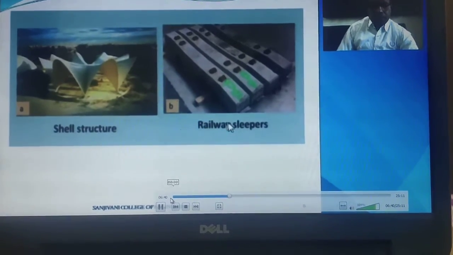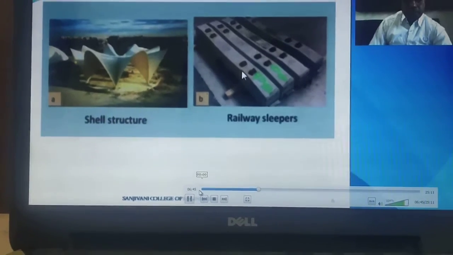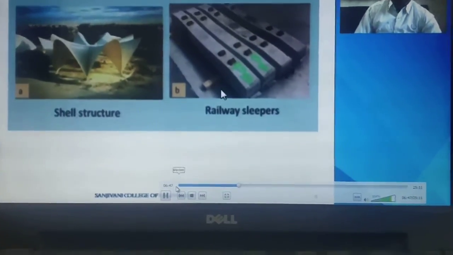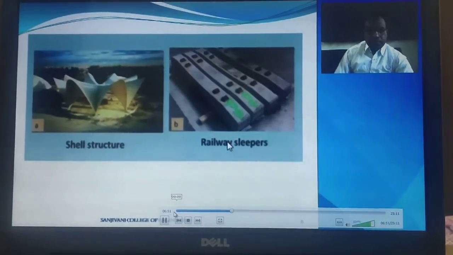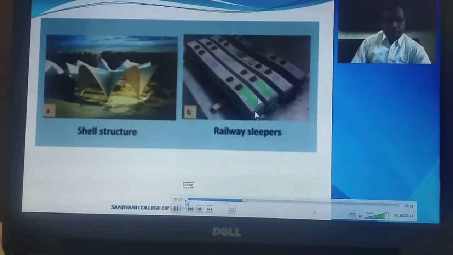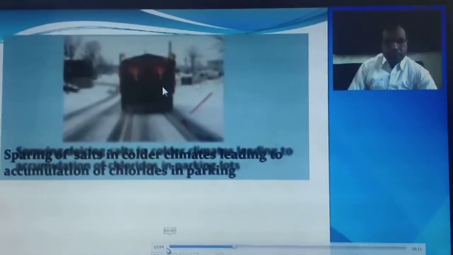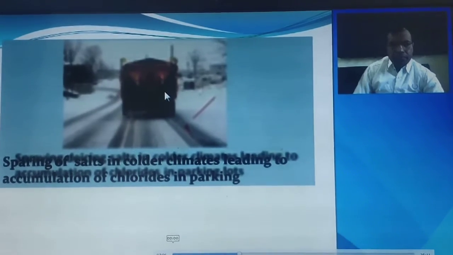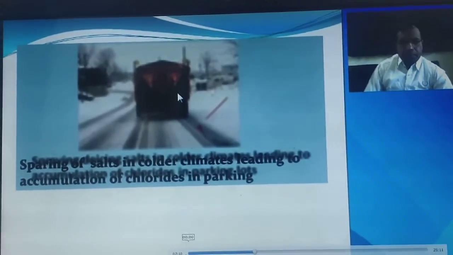These railway sleepers are always precast members, where thermal curing may have to be considered while designing them. So they are also subjected to different exposures or different environments. Now, this figure shows the spraying of salt in cold climates, leading to the accumulation of chloride in a part.